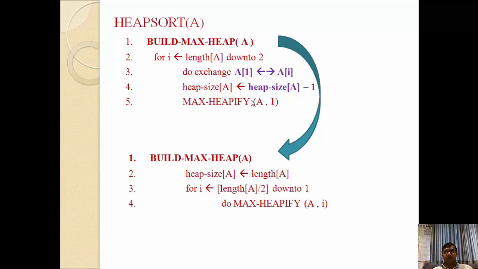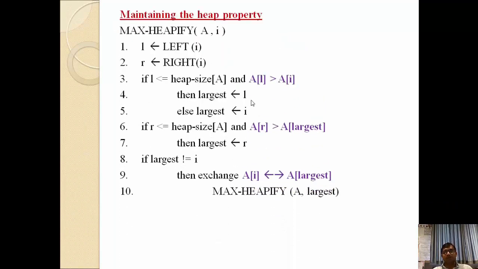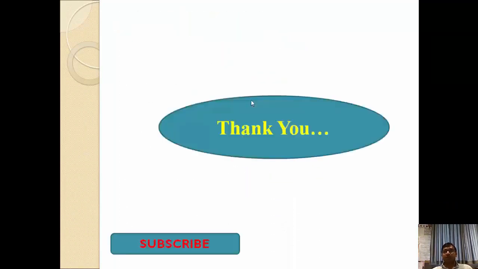Right, so I hope you understood how we can convert a list of numbers into ascending order by using the concept of a max heap tree.